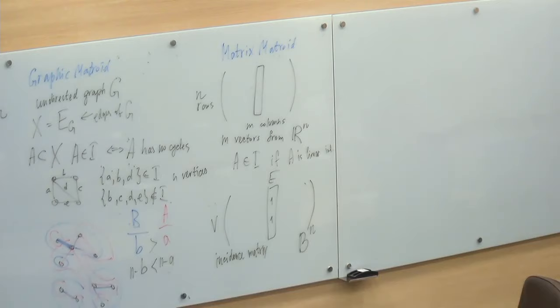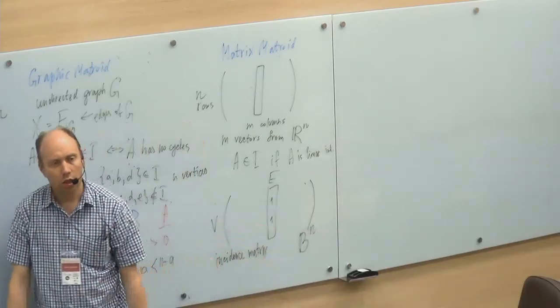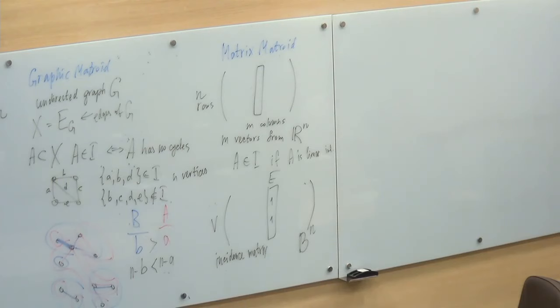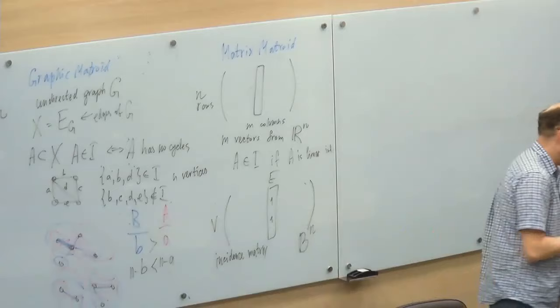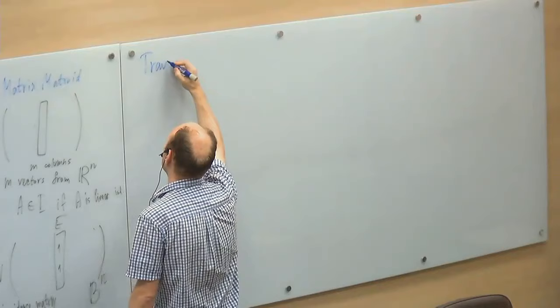So a set of vectors in the incidence matrix is linearly independent if and only if it is acyclic. And therefore, we get a free, alternative proof that the graphic matroid is a matroid, without this consideration of connected components. But of course it would be more difficult to pursue. So that's the matrix matroid, and the final matroid that we will consider as an example is the so-called transversal matroid.